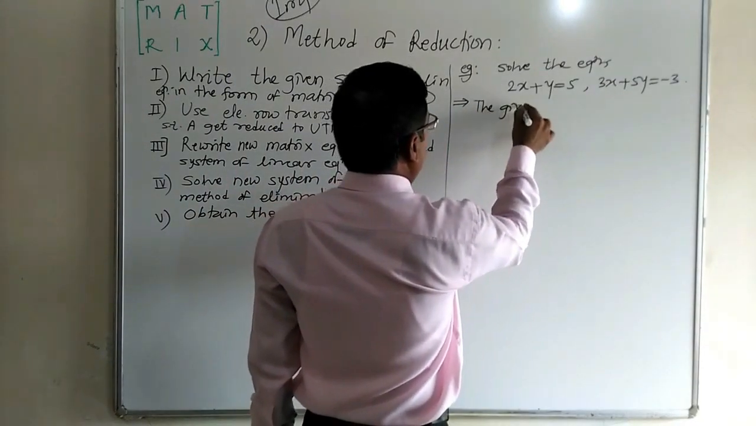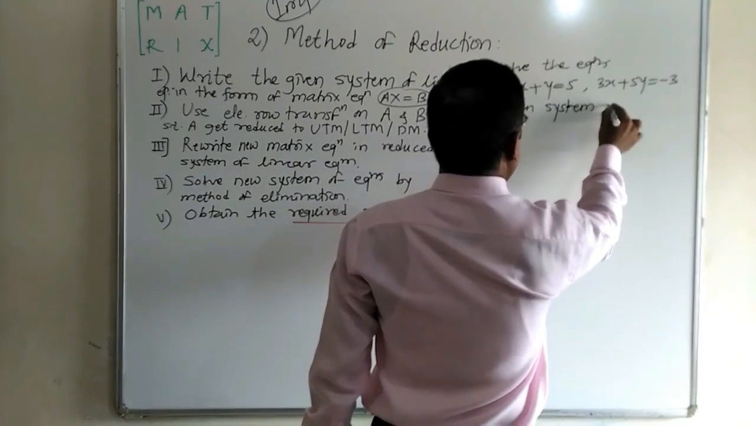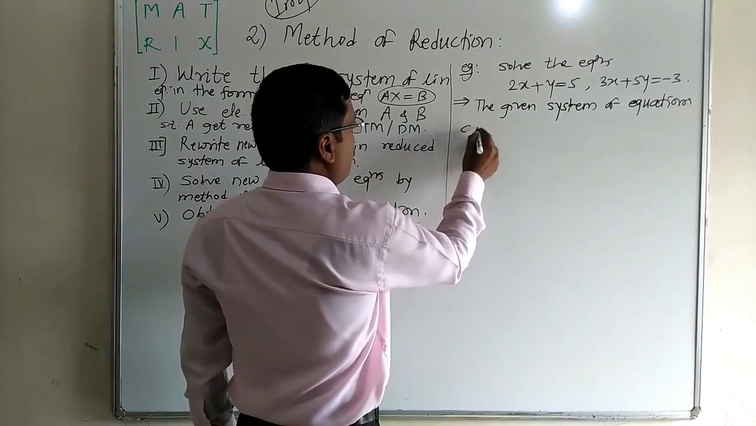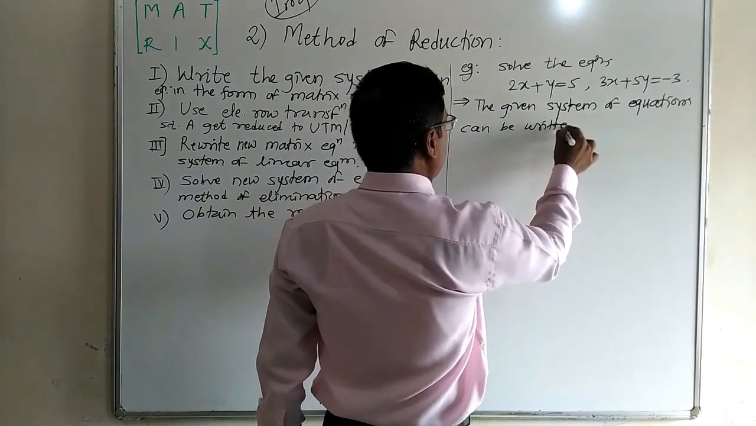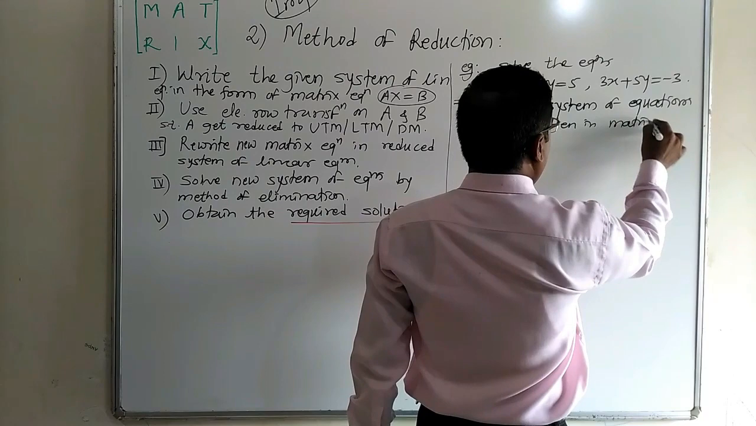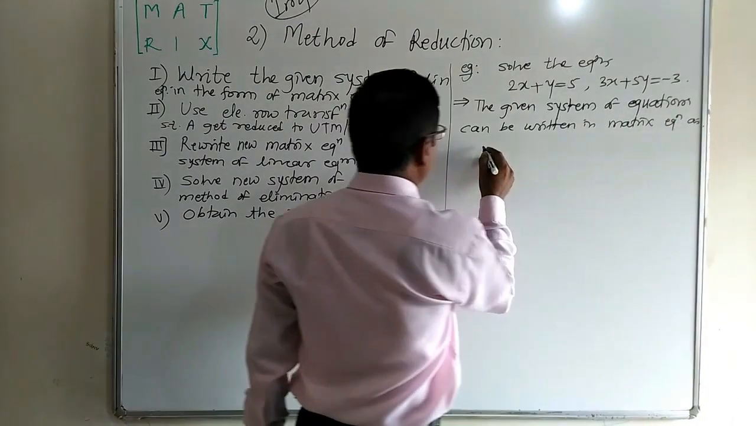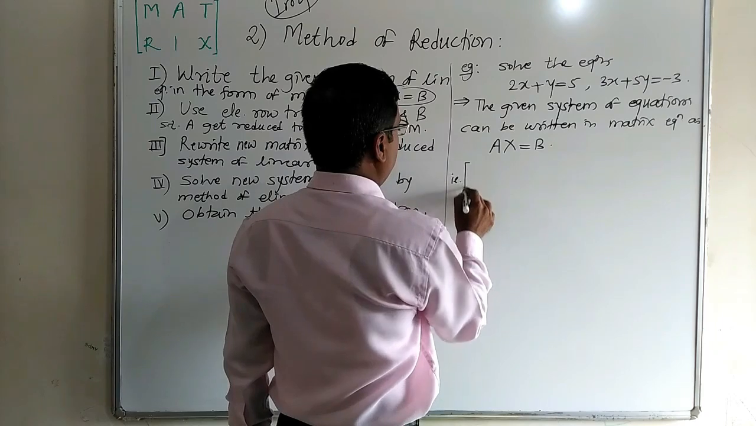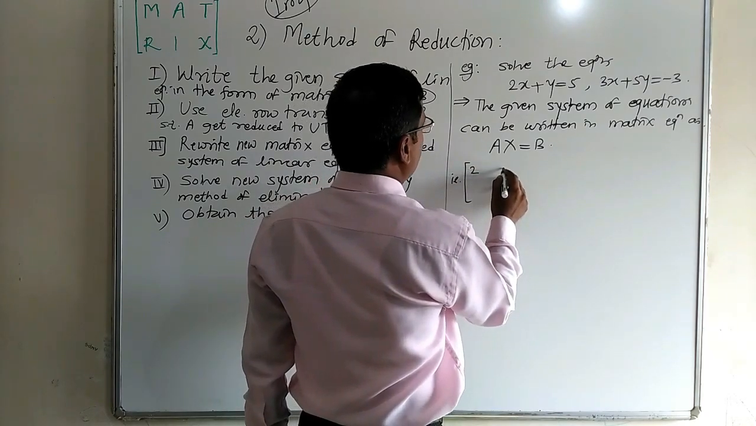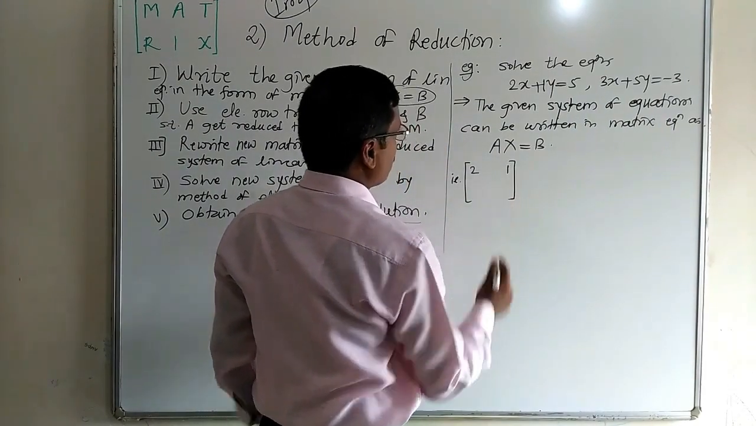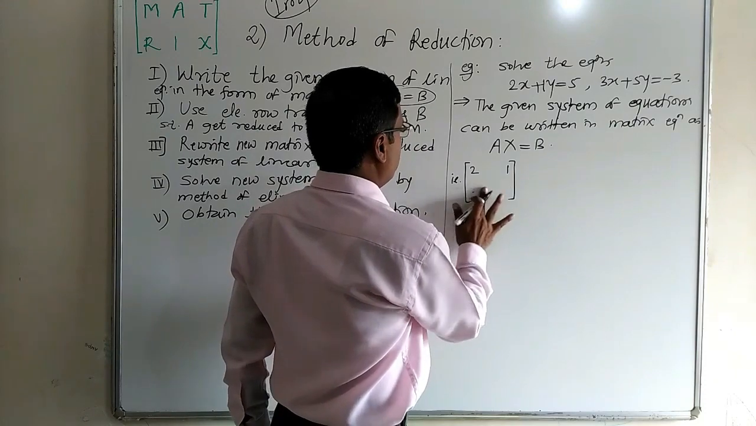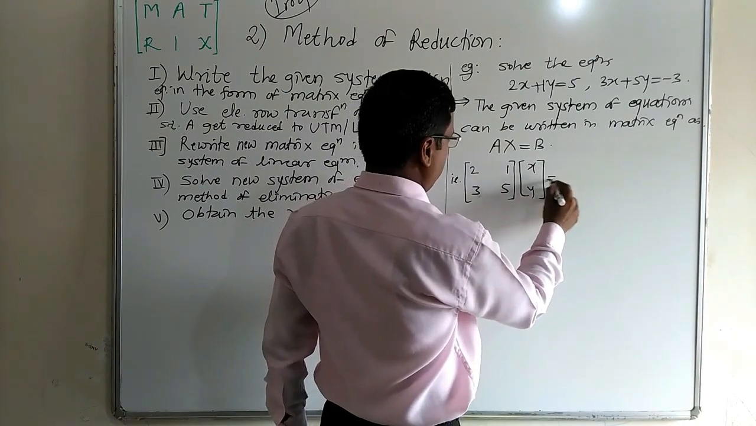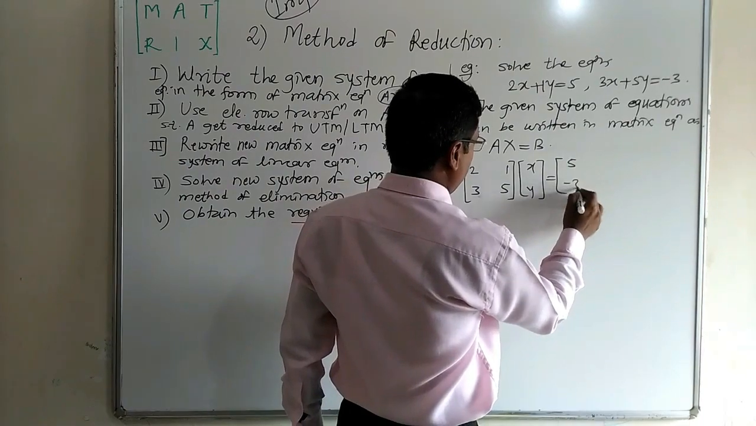So we will write here the given system of equations can be written in matrix equation as Ax equal to b, that is A is 2, the coefficient of y is 1, this is 3, 5, x is 3, y is 5, matrix X is column matrix of x and y, and matrix B is column matrix of constants, that is 5, minus 3.